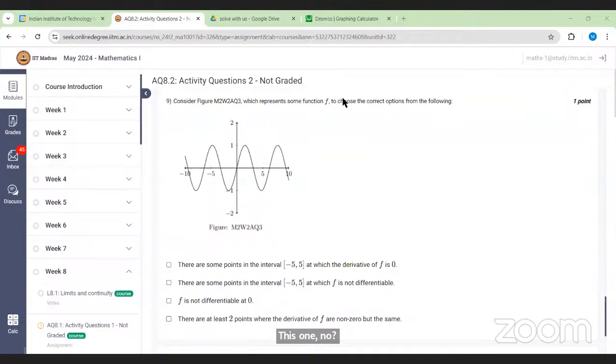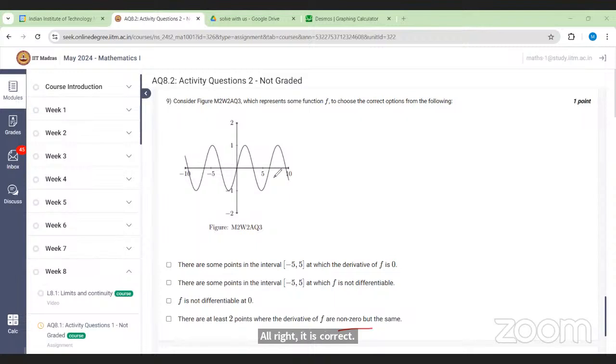So what does 4 say? That there are at least 2 points where the derivatives of f are non-zero but same. Okay. So that means there are at least 2 points. And this is the graph of the derivative of f, it's just a sine graph. So I think this option is correct, ma'am. Yes, it is non-zero but the same.